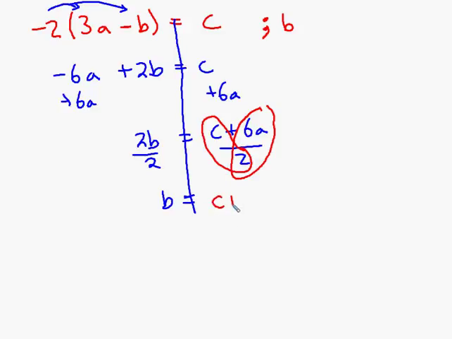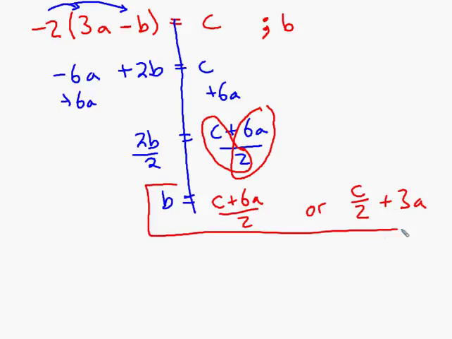So we could write our answer one of two ways. I could write it like that, which is what I have, or I could distribute this 2 to both of those and have C divided by 2 and 6 divided by 2 is 3, so 3a. Both of those are the same. That's the same answer.